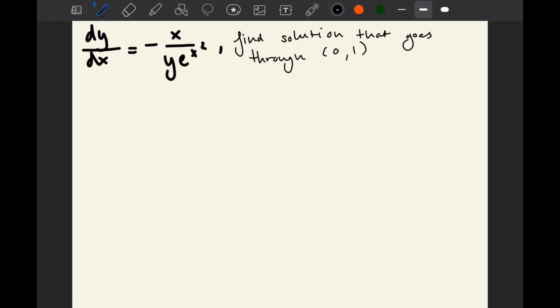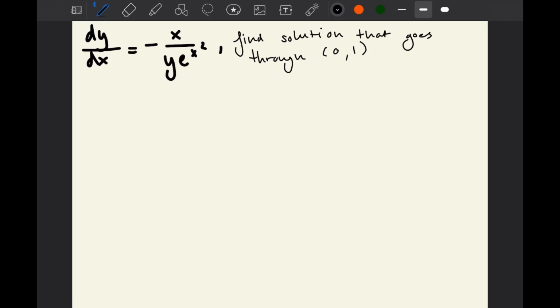And we have to find a solution that goes through the point (0, 1). And you'll see why this is more specific: we're actually going to end up having a value for c. So first, let's separate these x's and y's from each other. I'm just going to multiply dx onto the other side and multiply y onto the other side.